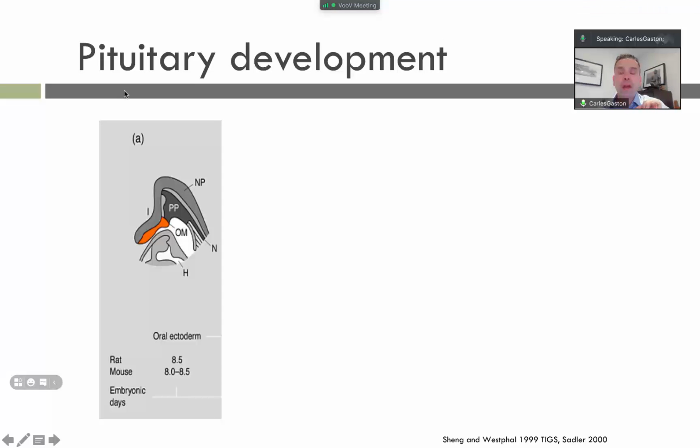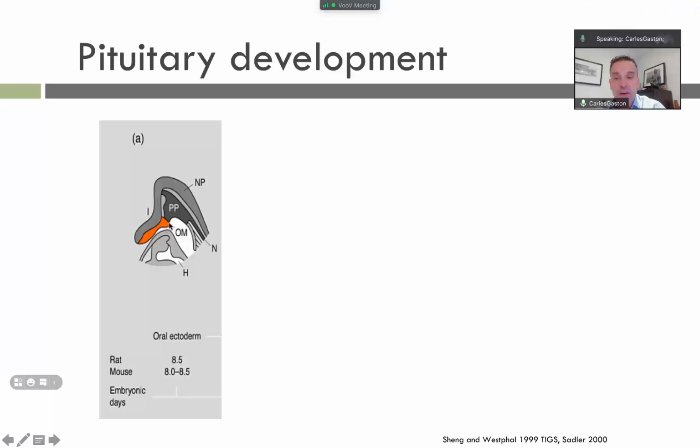So, what we use to study the development of the hypothalamus and the pituitary gland is the mouse as a model. The mouse embryogenesis is very similar to the human embryogenesis. And we've been using this tool to study the genes that control the development of the pituitary gland. What you can see in this slide is a sagittal section of a mouse embryo at embryonic day 8.5.